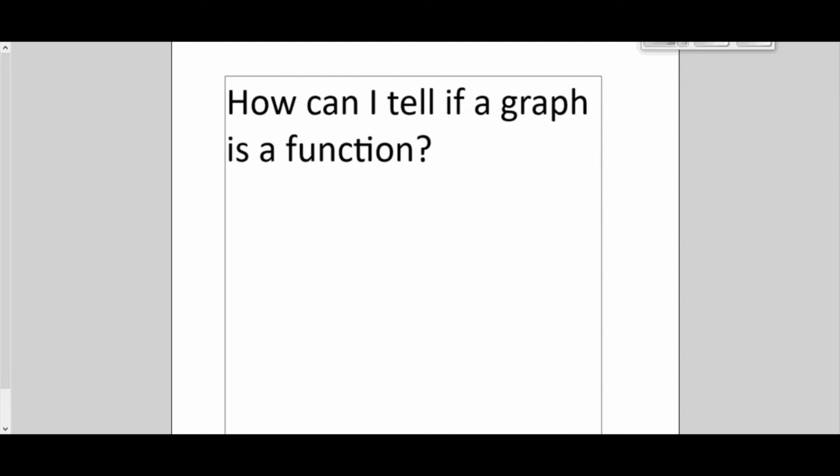So the last question is, how can you tell if a graph is a function? For this one, remember, we use what is called the vertical line test. So it's the vertical line test. So it says if I draw a vertical line, any vertical line through the graph, the vertical line can touch in only one spot. So does a vertical line touch in only one spot?